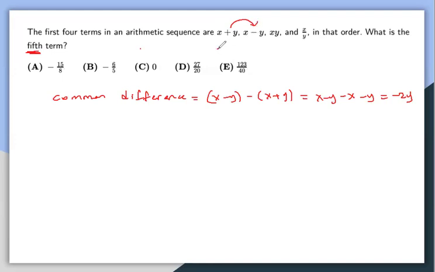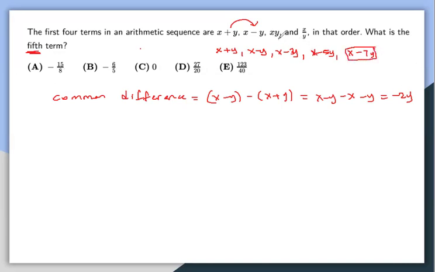So let me rewrite this slightly differently. x plus y is my first term. When you add negative 2y to this, you end up getting x minus y. If I add another negative 2y, I end up getting x minus 3y. If I add another negative 2y, I get x minus 5y, and that will be my fourth term. But I need the next term, which is two lesser y values, which is x minus 7y. So this is the term that we are interested in.